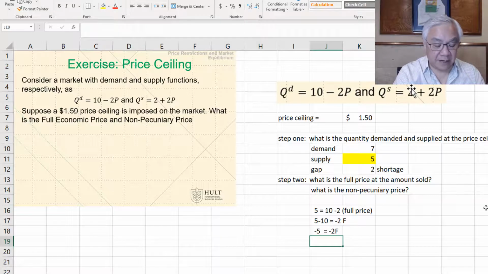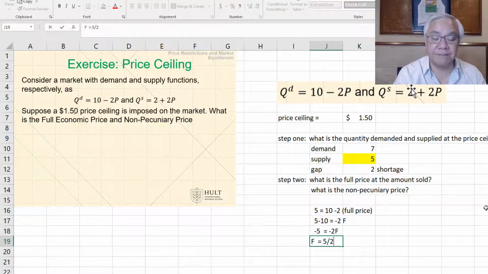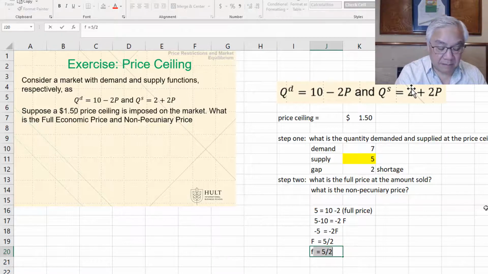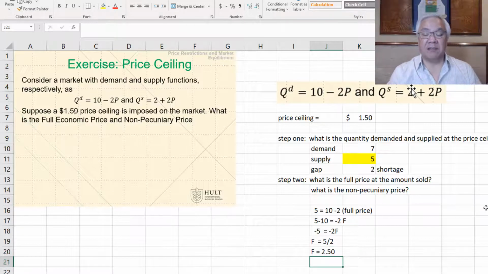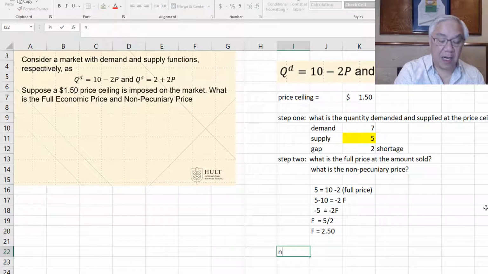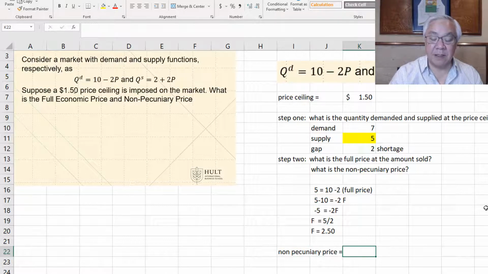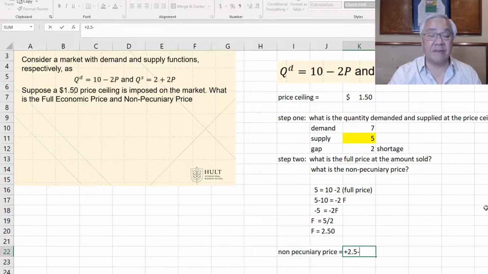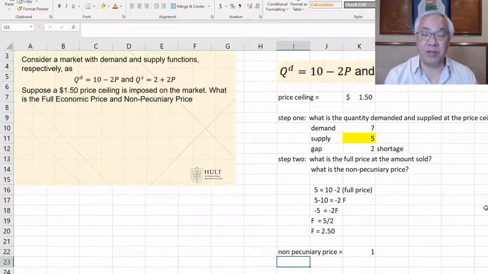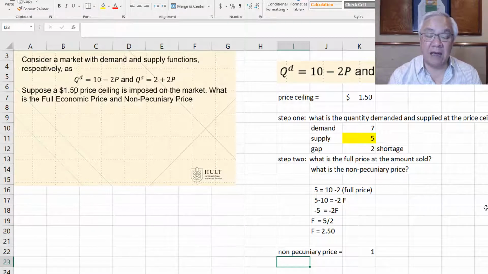So therefore, we can now solve for f. F equals 5 divided by 2. Okay. And that equals $2.50. So the full price is $2.50, and the non-pecuniary price equals the difference between 2.5 and the price that was fixed at $1.50. So we have a non-pecuniary price of $1, and then we have the full price of $2.50.